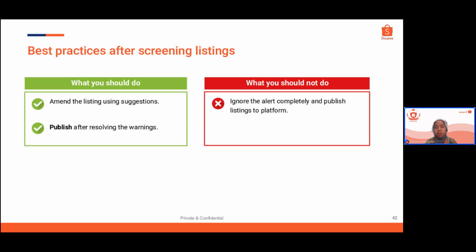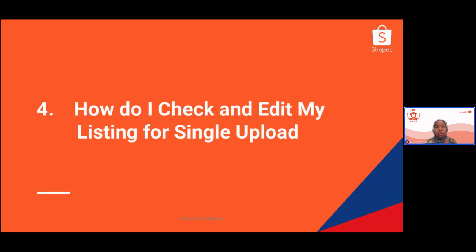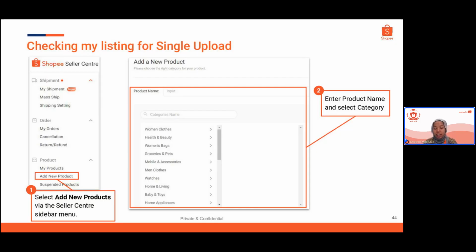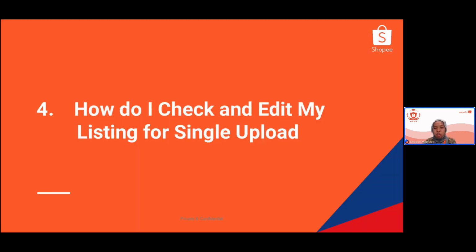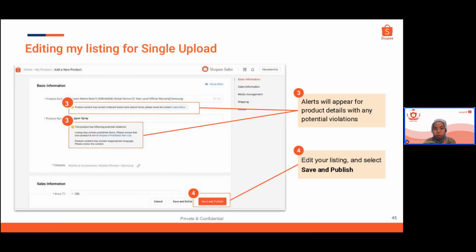These are the best practices. Amend the listing using the suggestions. Once you have resolved the warning, save it and republish it again. So how do you check and edit your listing for single upload?